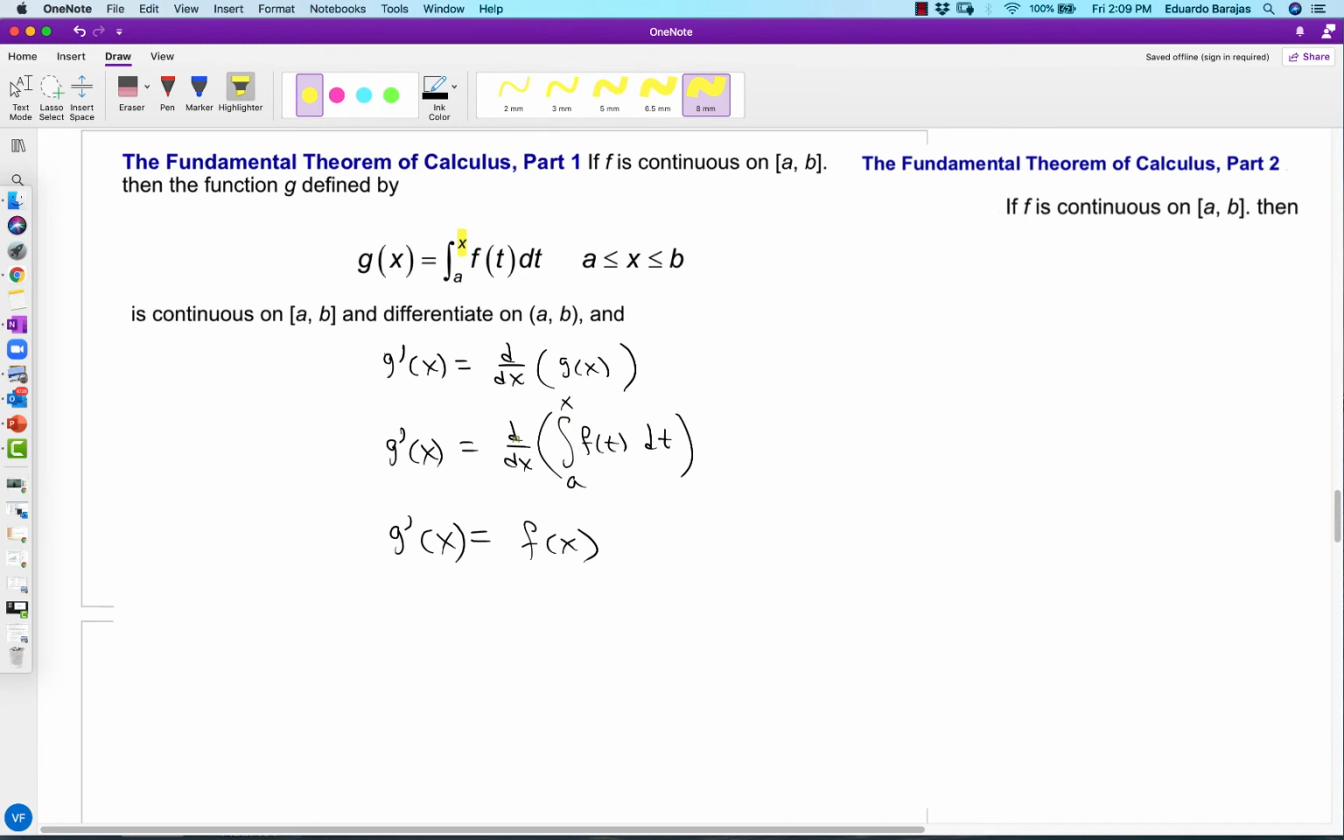These two operations kind of cancel each other out, and the result is just f of x, where x is that independent variable up there. Okay, so these two operations kind of undo each other. All right, well, part 2 is going to go in reverse, and that's really the most important one.